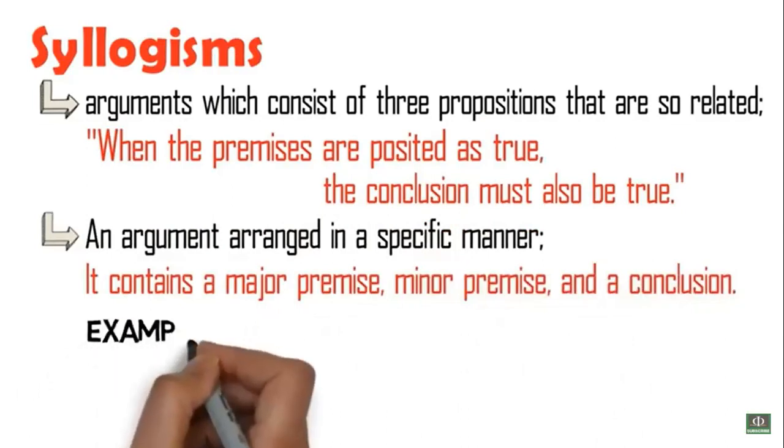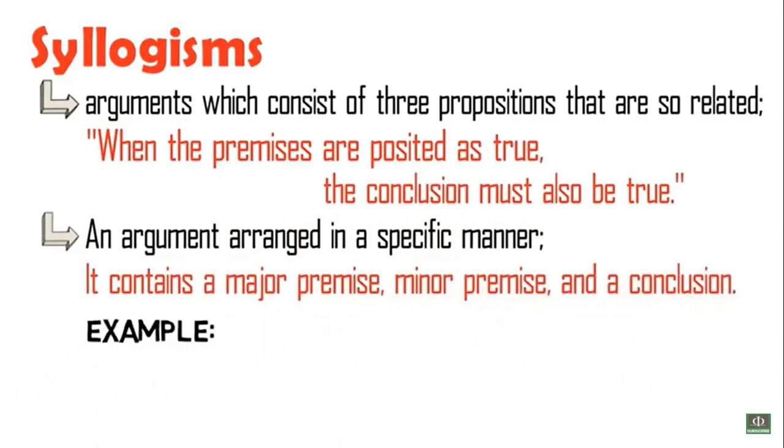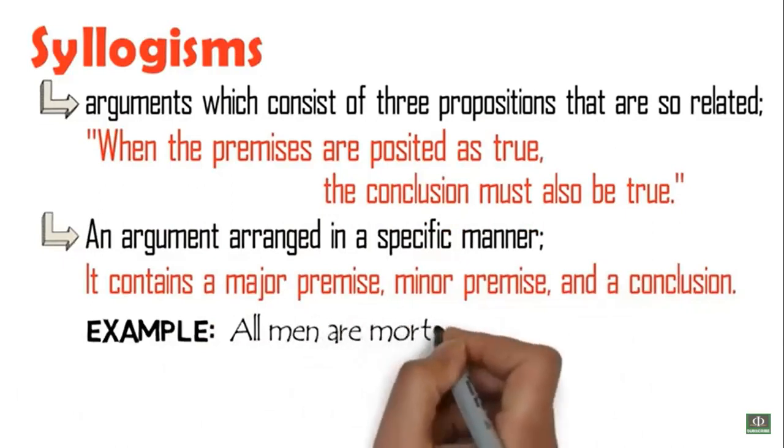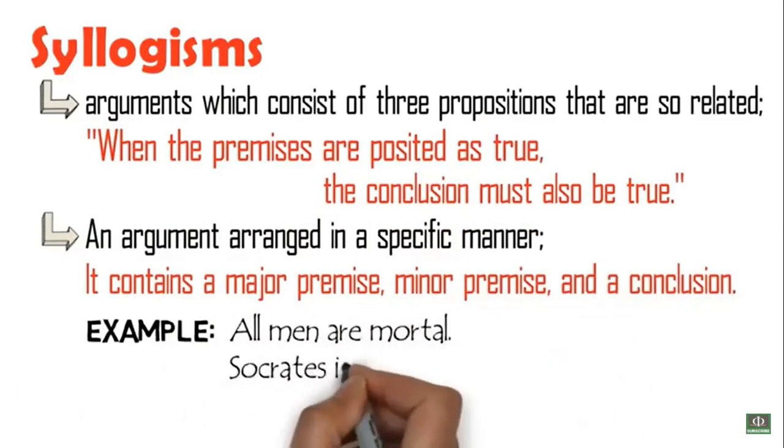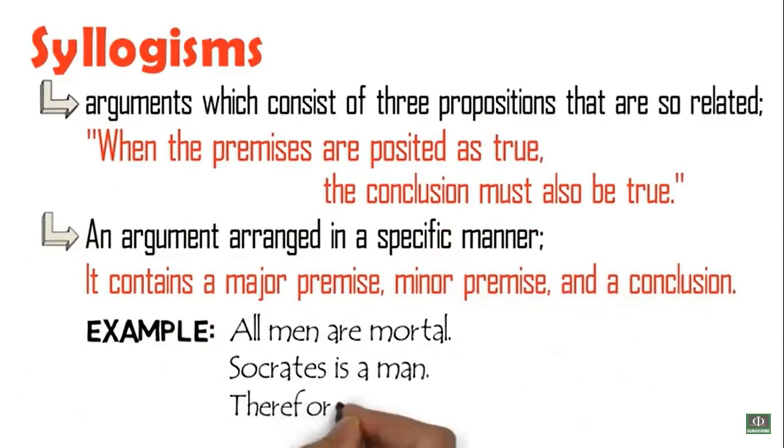Here is a classic example of a categorical syllogism. All men are mortal. Socrates is a man. Therefore, Socrates is mortal.